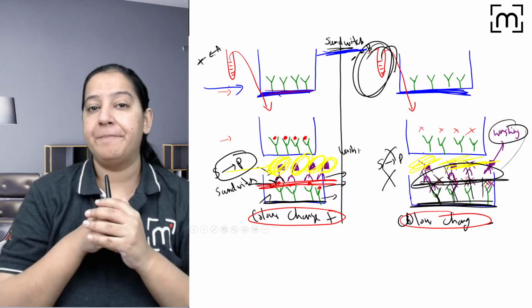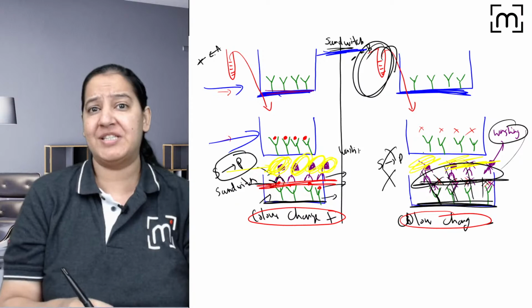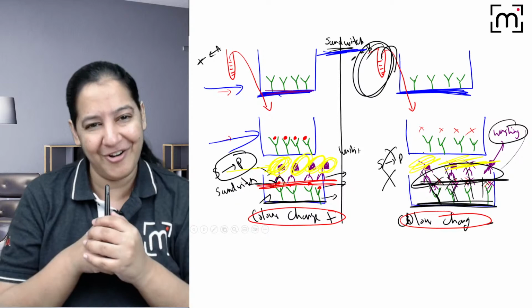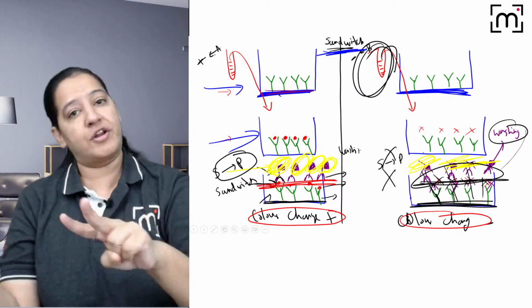Step two, add patient sample. Always add patient sample. You don't know if the patient is positive or negative. In the end, you will come to know. But whatever your patient sample is, if you are suspecting, just add it. In the end, we will come to know whether the patient is positive or negative. You got my point? Add patient sample. It may contain antigen, it may not contain antigen. We don't know. That's why we are testing.